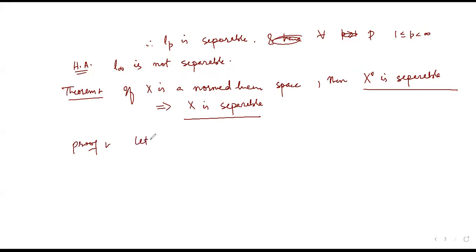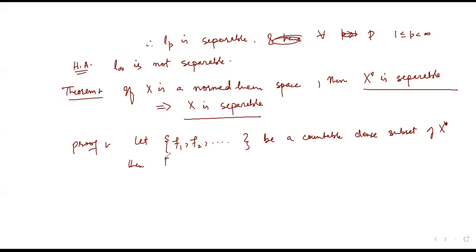So let, now since X star is separable, it has a countable dense set which we can list. Countable means we can write it down as a list. So let F1, F2, and so on be a countable dense subset of X star. So I have assumed a countable set.